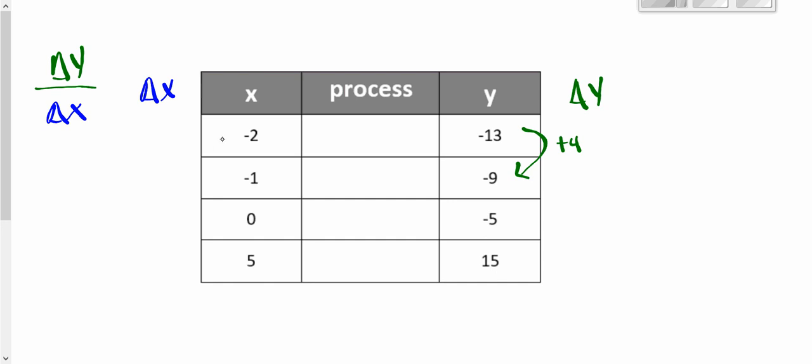And my change in my x value from -2 to -1 is +1. So to write that as change in y over change in x, I have 4 over 1.